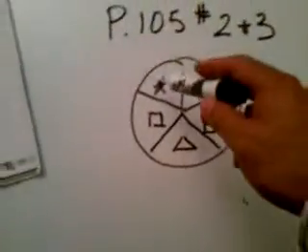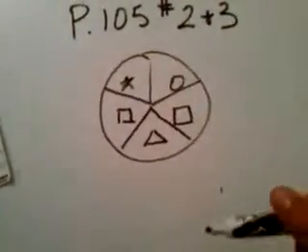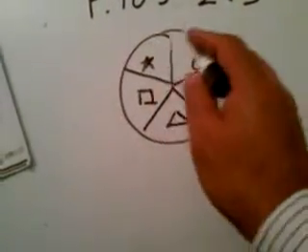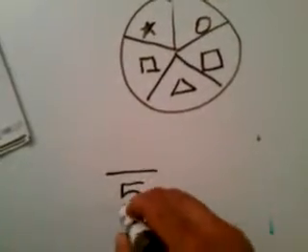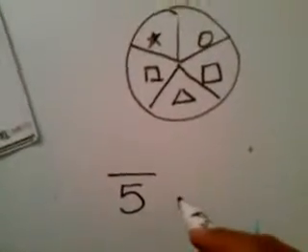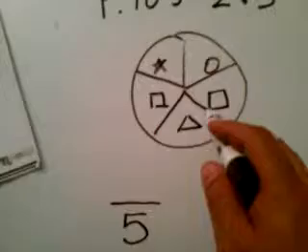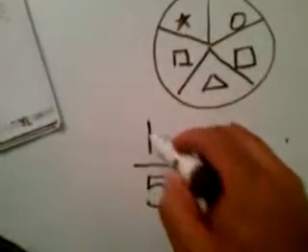It didn't just say the probability of it landing on a star, but they said this or a triangle. So there's really two different events. If we take the first event, how many possible outcomes are there? There's 1, 2, 3, 4, 5. So I'm going to put 5 as the total possible outcomes. But we're trying to get a star. So the probability of getting a star out of 5 is 1 out of 5. So I'll put the 1 right here.